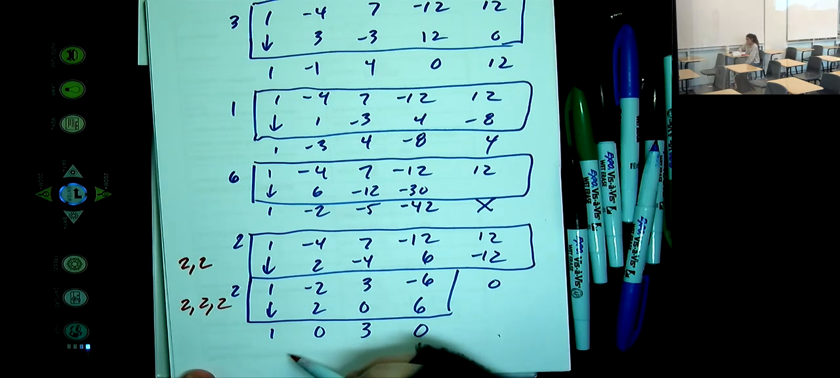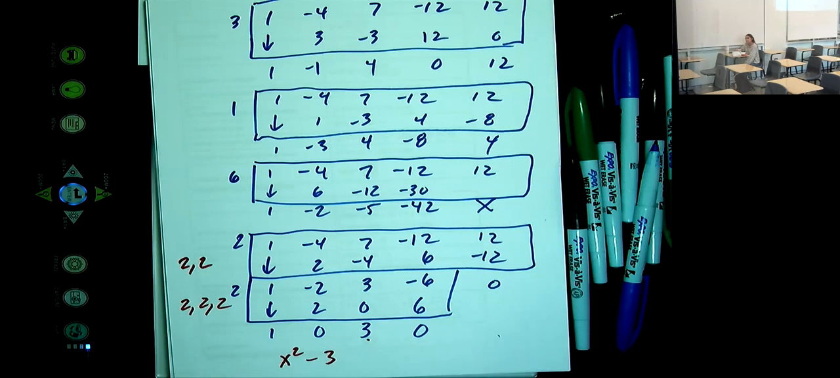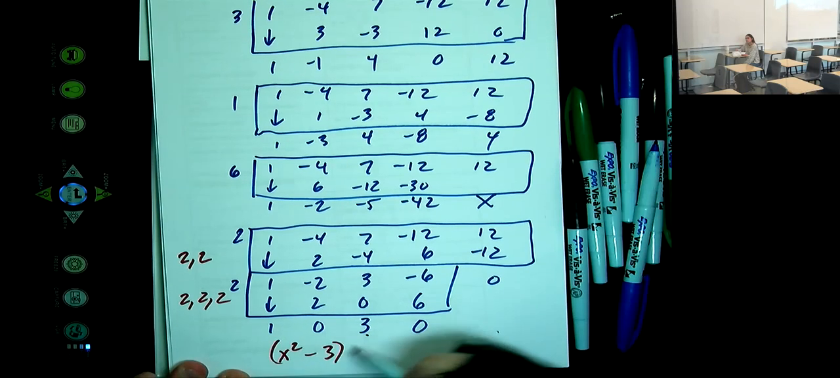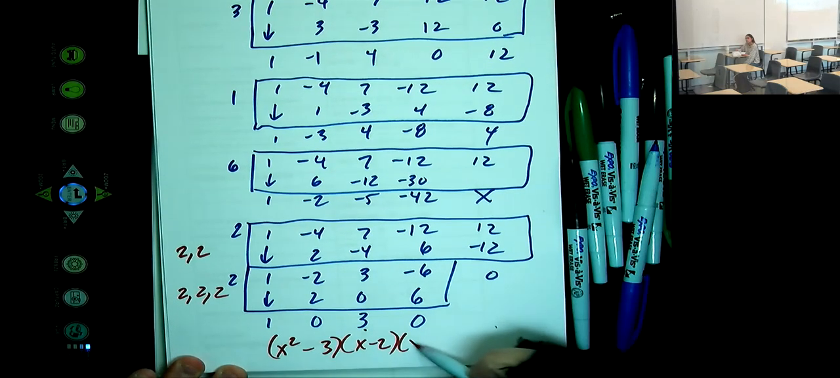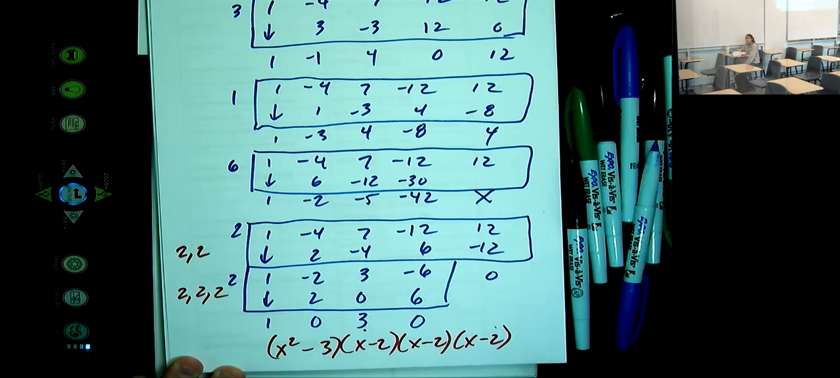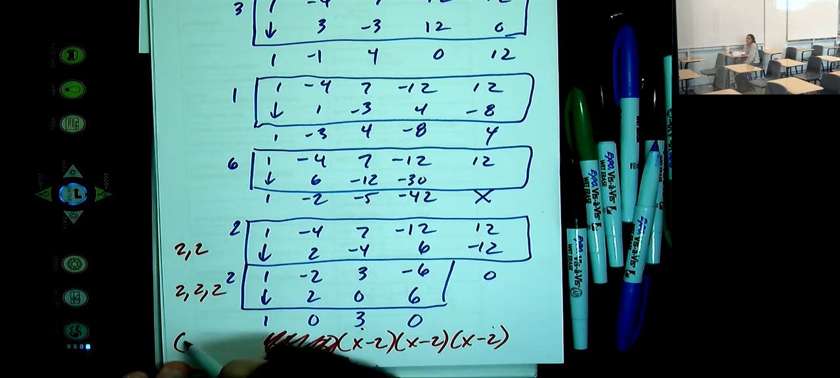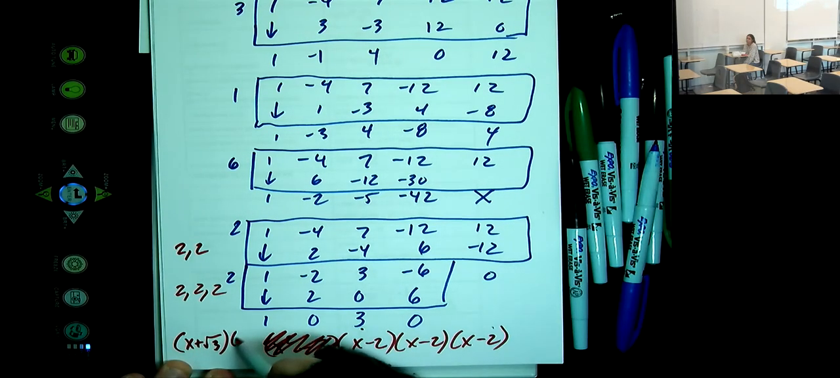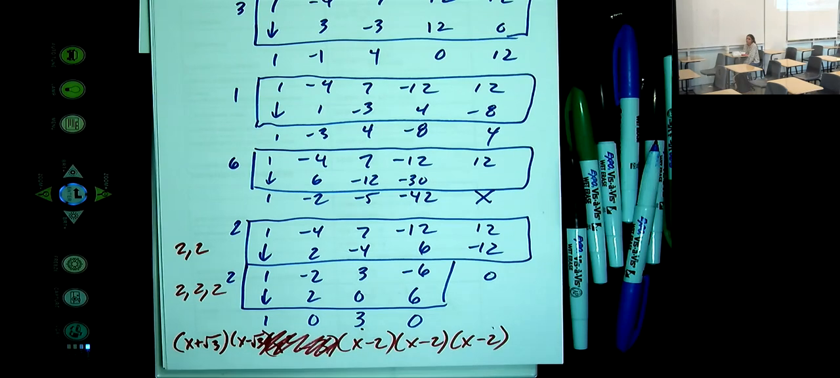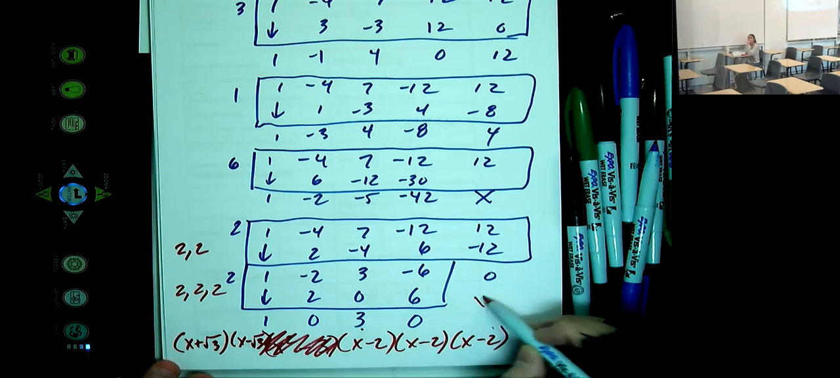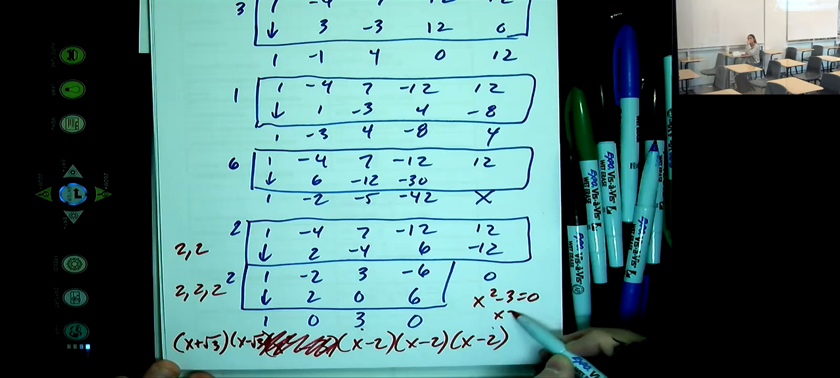And now this is x squared minus 3. So far, this is what we're looking like. And we can figure out what this is. Set that equal to 0. I'm going to have x plus square root of 3, x minus square root of 3. Because x squared minus 3 equals 0, x equals plus or minus root 3.